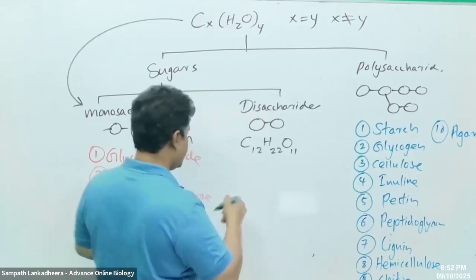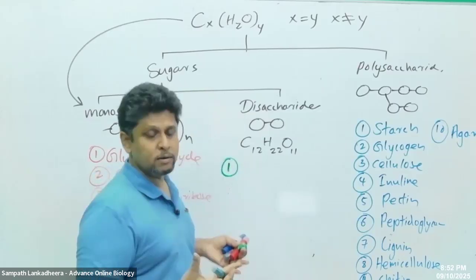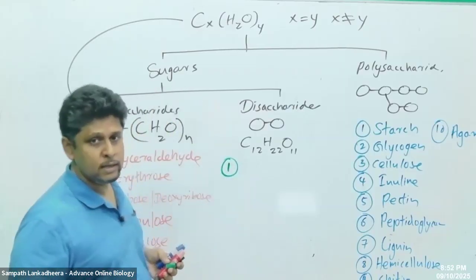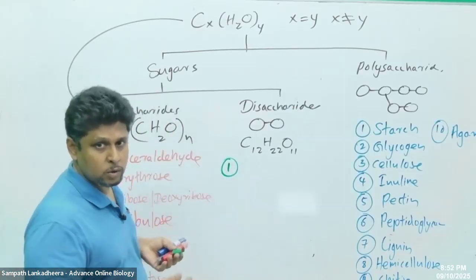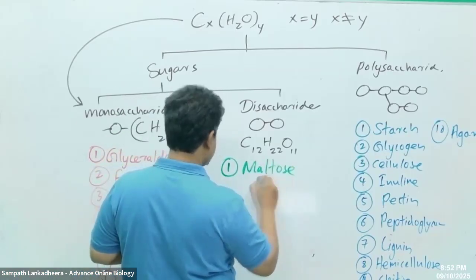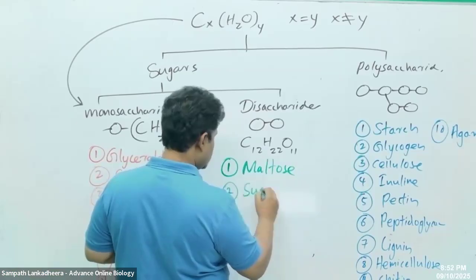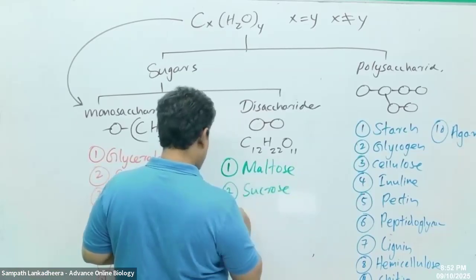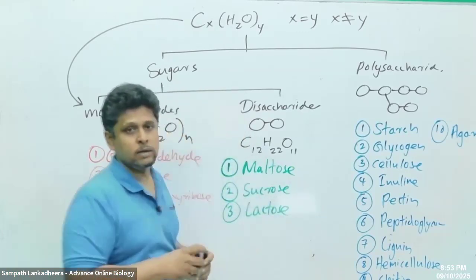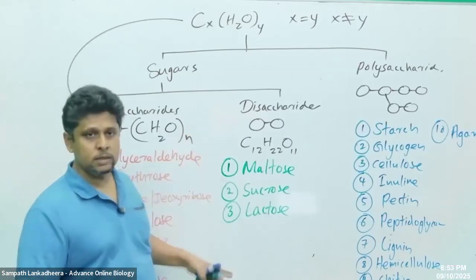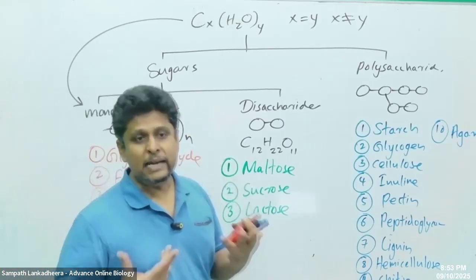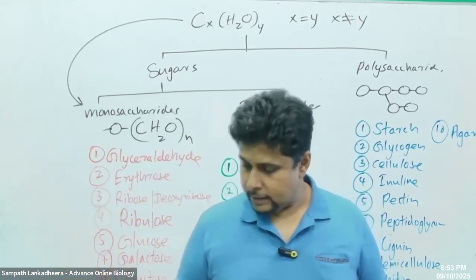Disaccharide set only has 3. What are those 3, people? Maltose, sucrose, lactose. Number 1, maltose. Number 2, sucrose. Lactose. Maltose, sucrose, lactose. So those are the 3 disaccharides. So this is the list we discussed.